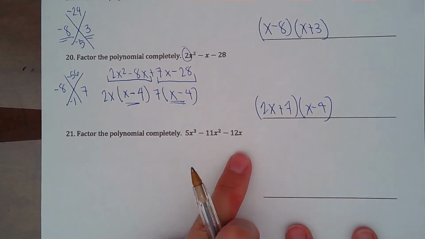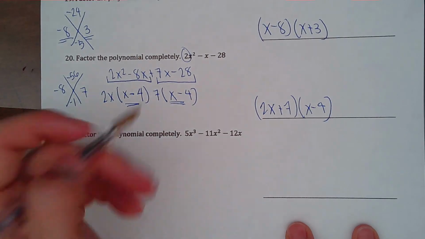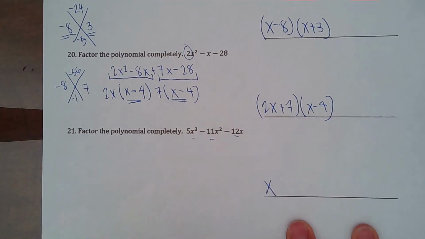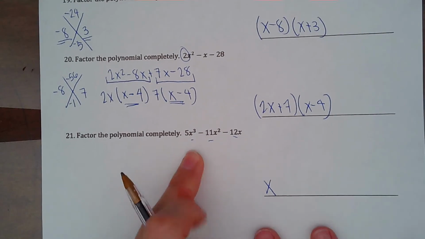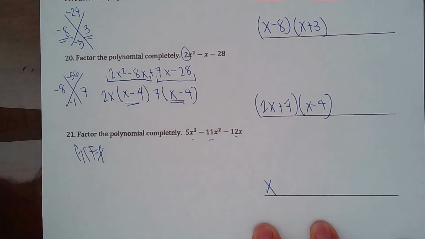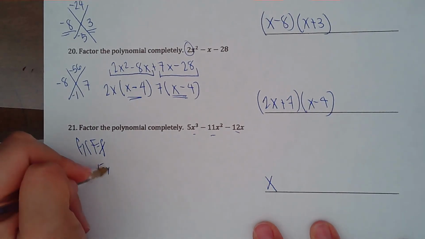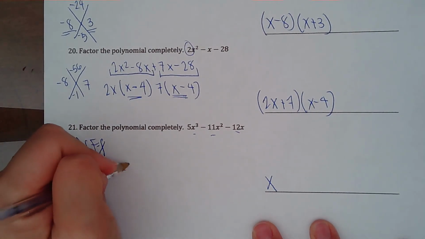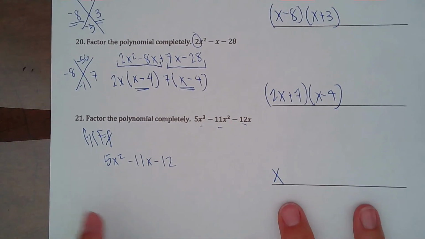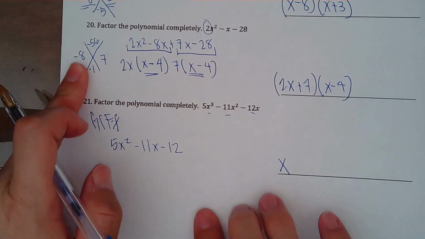Here, hopefully you guys see it. There's a GCF. So I would factor out that x that they all have in common. My GCF is an x. And I would be left with 5x squared minus 11x minus 12. And now I can factor that just like I did number 20.